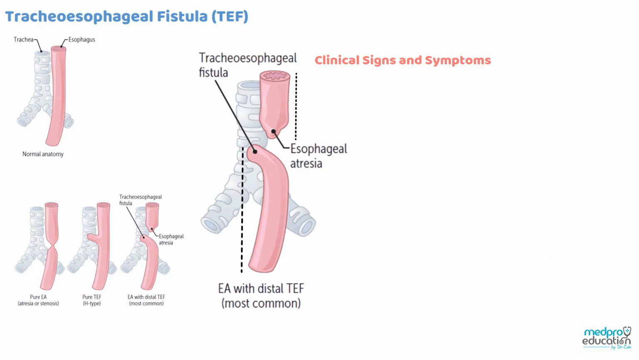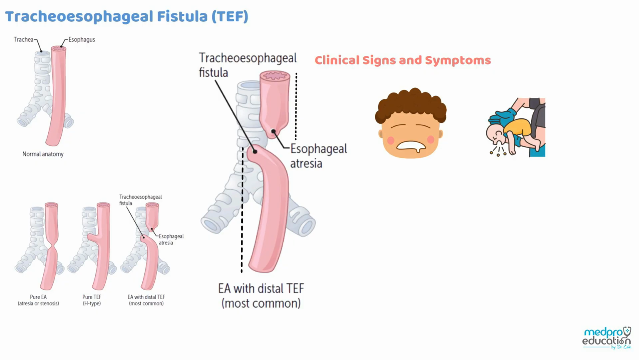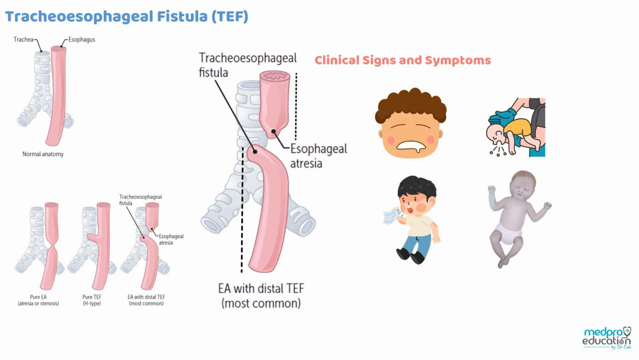Clinically, newborns present with excessive salivation, choking after first feeding, coughing during feeding, cyanosis or bluish discoloration, inability to pass a nasogastric tube into the stomach. This is a neonatal emergency and must be identified early.